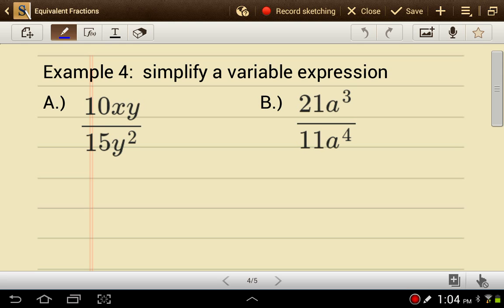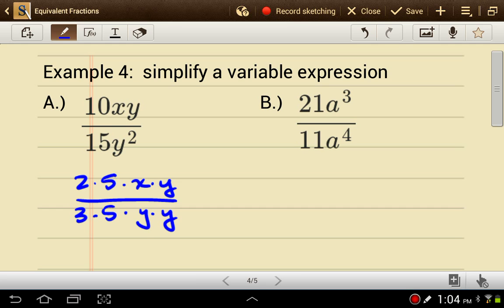So I'm going to rewrite this as 2 times 5 times x times y. That's my numerator. My denominator is 3 times 5 times y times y. So I want you to practice writing them out. We're not going to have too many problems in tested quizzes from before, I just want to review that. This is how you need to write it out. I want you to practice by writing it out in this factorization here, prime factorization.